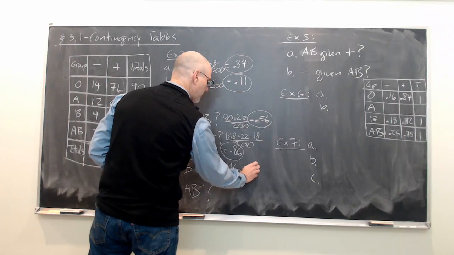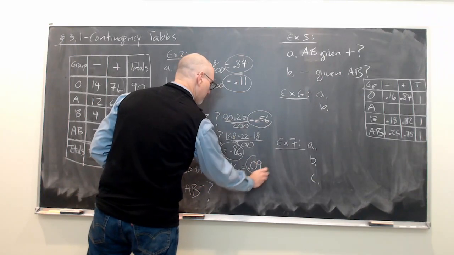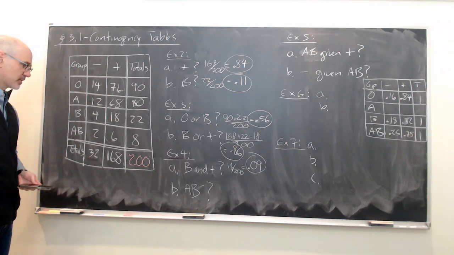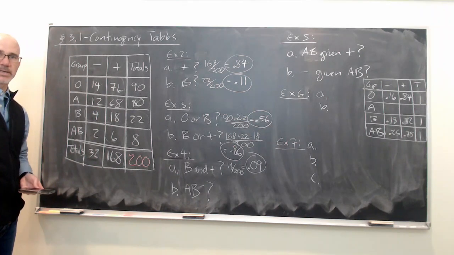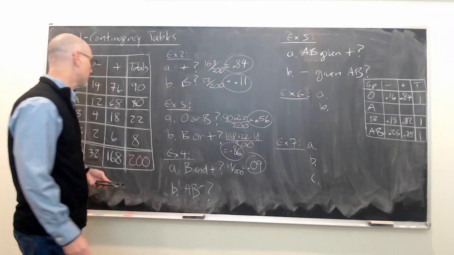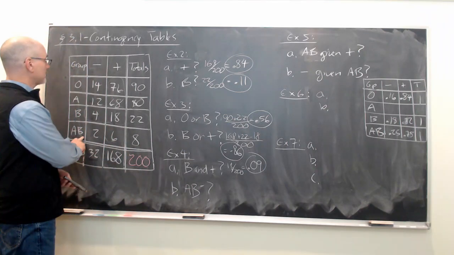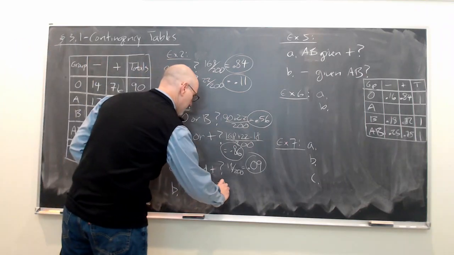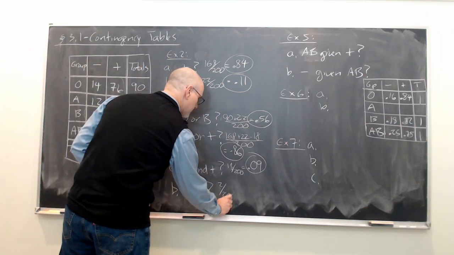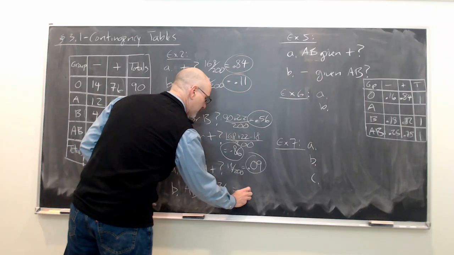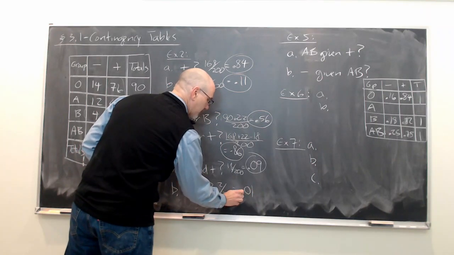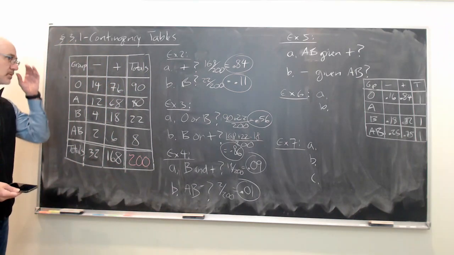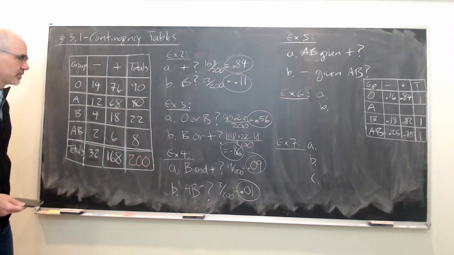0.09. And then asking the number or percent of folks that are AB negative is the same as saying AB and negative. Okay, so we've got AB and negative. There are only 2 of those folks. So 2 out of 200, so 0.01. So those are joint percentages or joint probabilities.